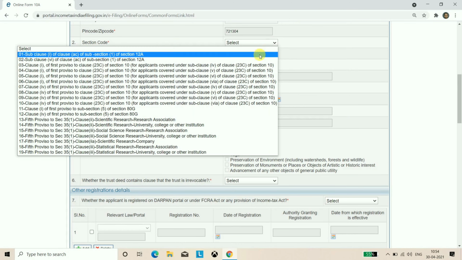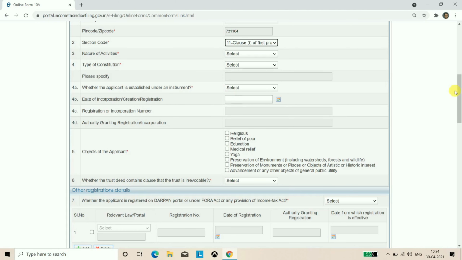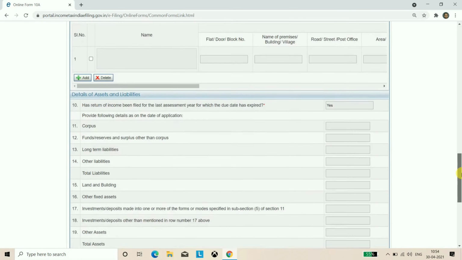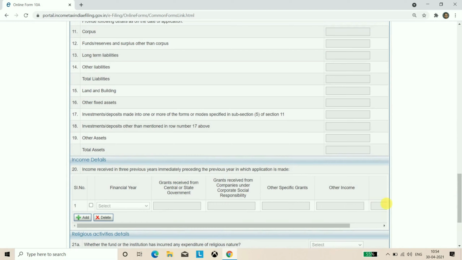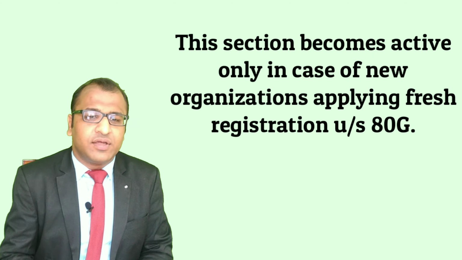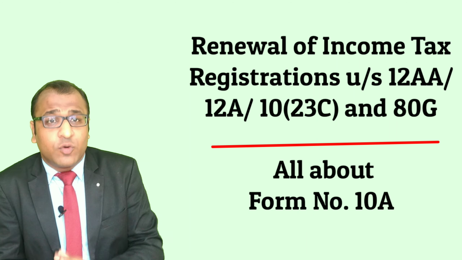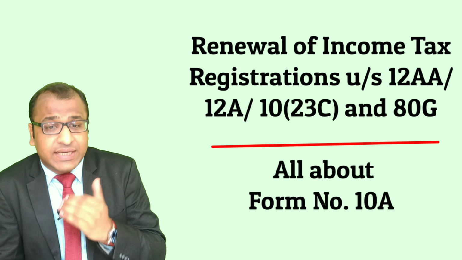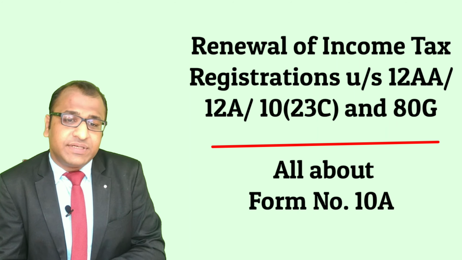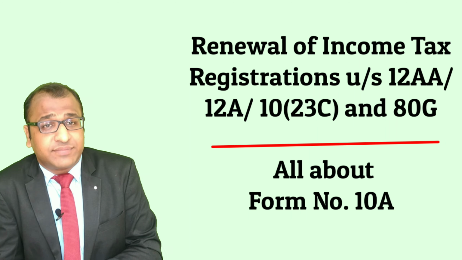Even in case of renewal of 80G registration, this section remains inactive as it is evident that the organizations who are already registered under section 80G must have passed this test of spending less than 5% at the time of seeking the original registration. So this was all about filling up of Form 10A completely. I hope I have been able to develop more clarity in the registration and re-registration process as mandated by the CBDT notification and Budget 2020 under the relevant sections of the Income Tax Act.